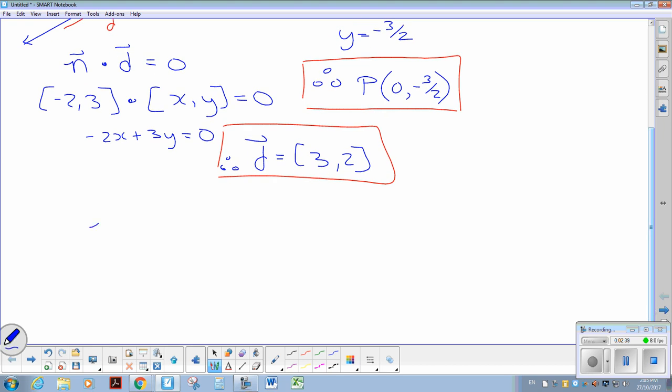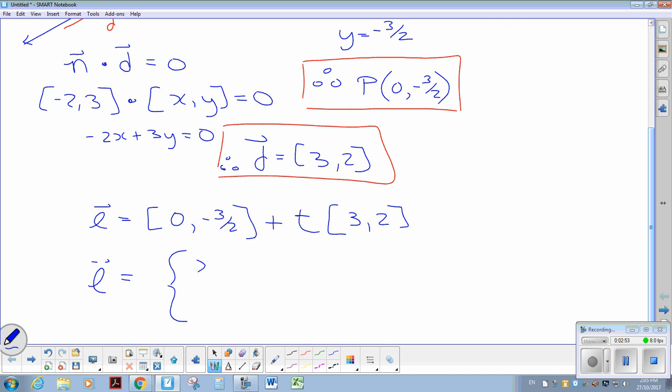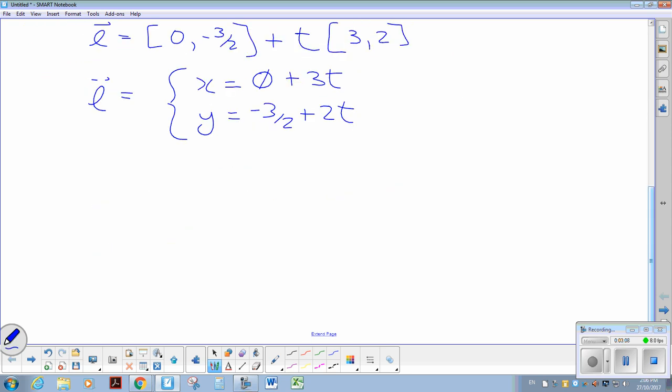So now to answer the question, we would have the point, or our reference point on the line, plus t times the direction vector. Moving to parametric, we would have x equals, I'll put the 0 in for emphasis, but it would just be 3t. Y equals negative 3 halves plus 2t. And then from that, we can move to our symmetric form, where it would be x over 3 equals y plus 3 halves over 2. So there are our three forms, our vector, our parametric, and our symmetric.